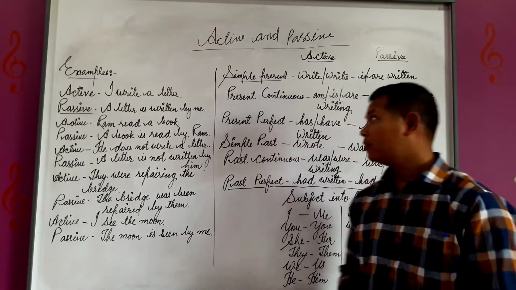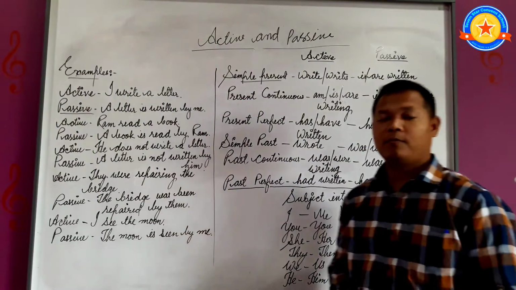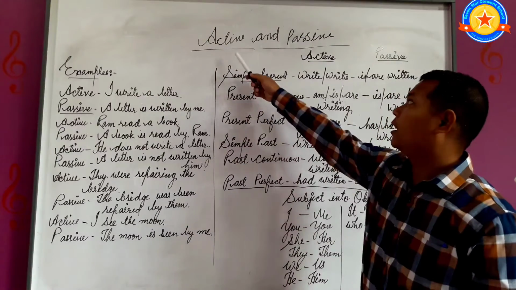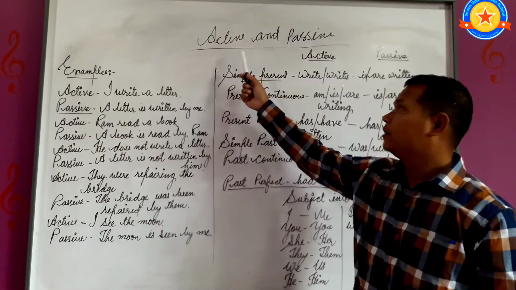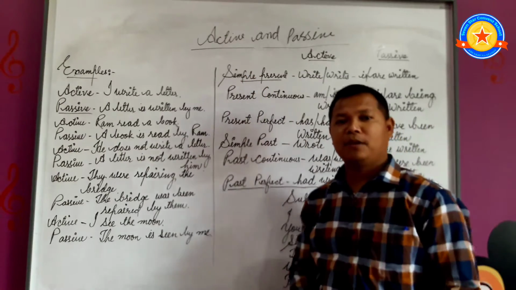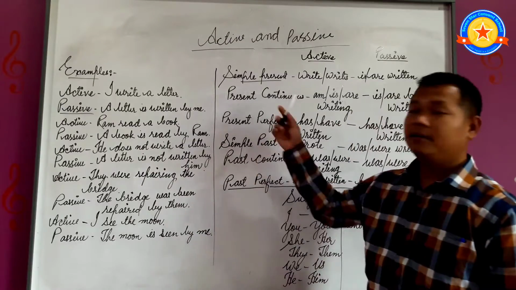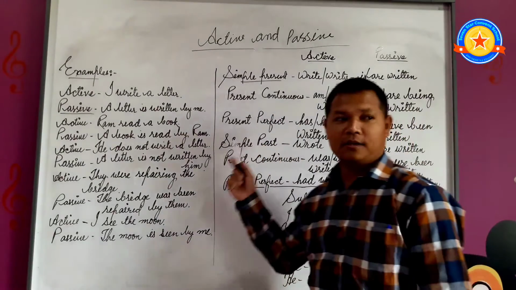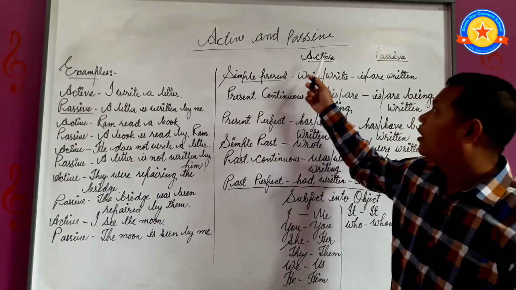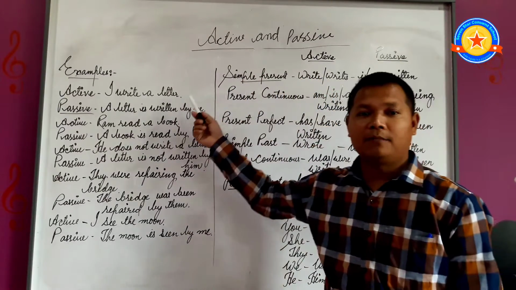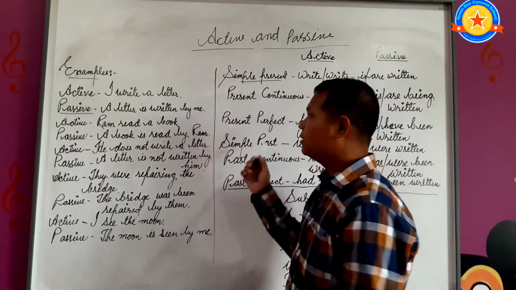Hello guys, today our topic is active and passive. In English, there are two types of voice, that is active and passive. Active and passive express the same meaning, but their forms are different. In an active sentence, the subject does the action, while in passive voice, the object becomes the subject.